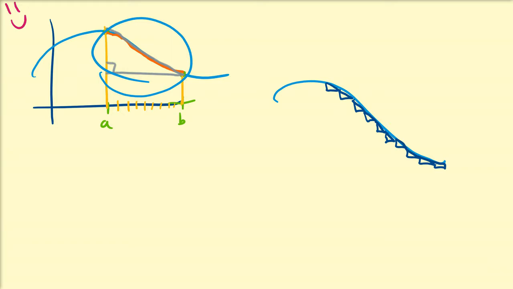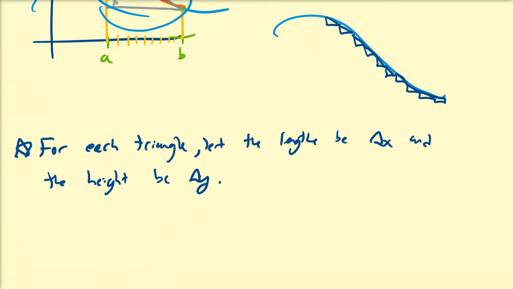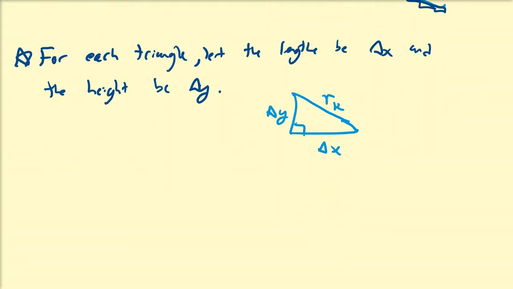So for each triangle, let the length be delta x and the height be delta y. So for each of these little triangles, we have delta x and delta y, and the hypotenuse you could call r_k for each of these. So this is like r_1, r_2, r_3, r_4, an a squared plus b squared equals r squared type of thing. And we're going to add up all those r's.